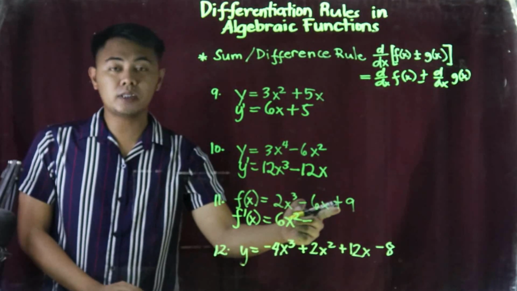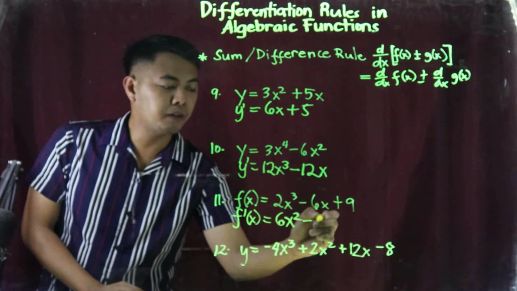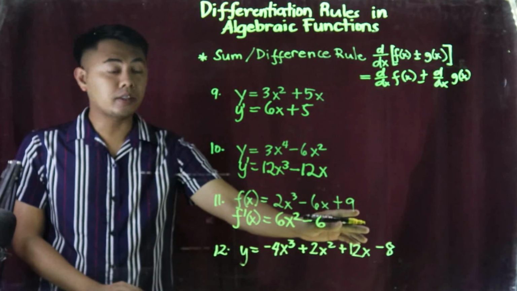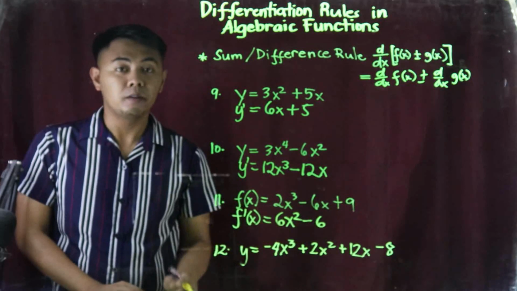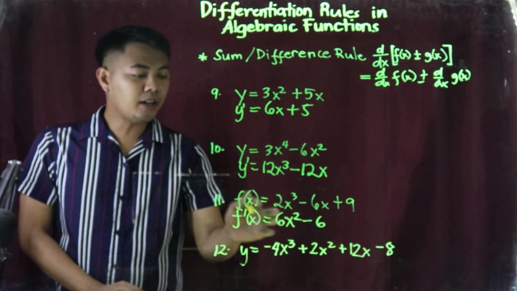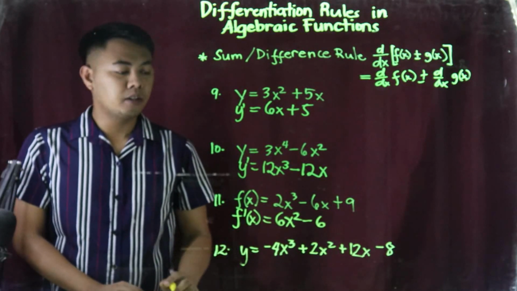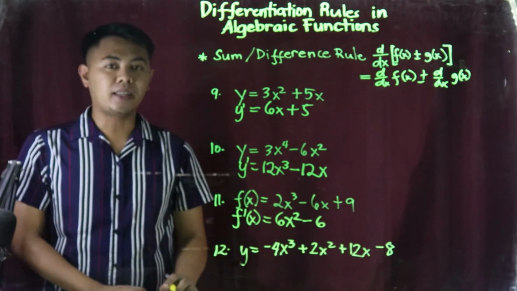Minus 6x, the derivative of 6x, just simply write 6, remove x. The derivative of 9, that's a constant, the derivative of a constant is 0. So the final answer is 6x squared minus 6. So this is the derivative of 2x cubed minus 6x plus 9.